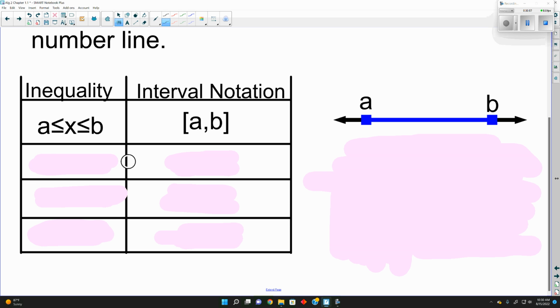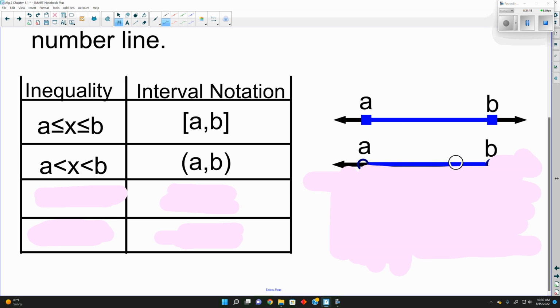Now the other case that we can have is A is less than X is less than B. And if we have this case, we have two parentheses, because it's not equal to at either point. So instead of having those spots filled in, they're going to be open because it's not equal to those points. It can come all the way up to it and approach it, but it will never get to that spot. Questions on this so far?